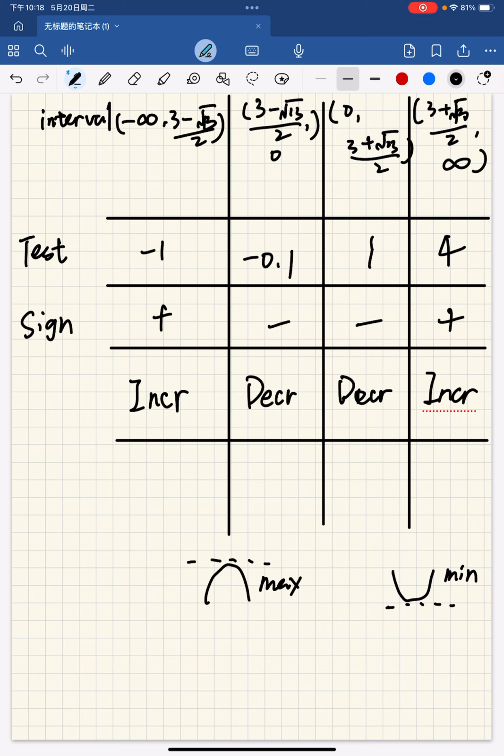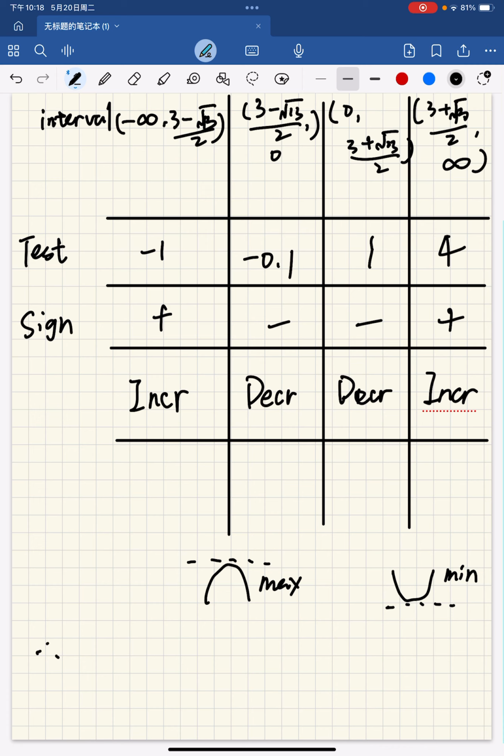And on the second critical point, which is 0, we can see that the two ranges around 0 all have the same sign, which is negative. So 0 is neither a local max nor a local minimum.